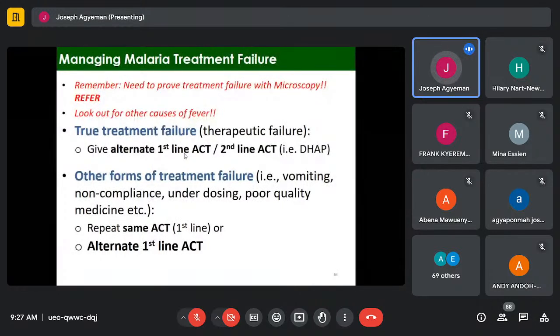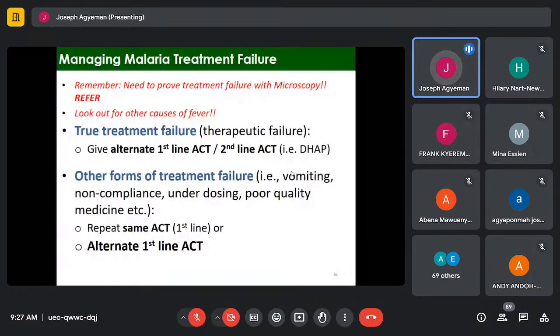You take either artesunate amodiaquine or artesunate pyronaridine. These are all first lines. Or even you switch to the second line oral agent, dihydroartemisinin piperaquine. You can do that. It is obvious that the first one you started with has failed. And of course, you don't, just by common sense, you don't repeat that same thing. It will fail. So this is for true treatment failure.